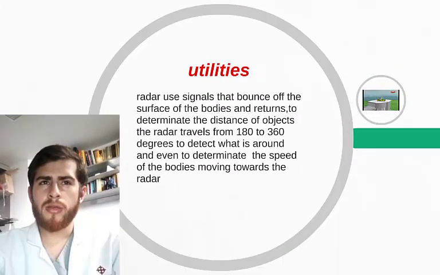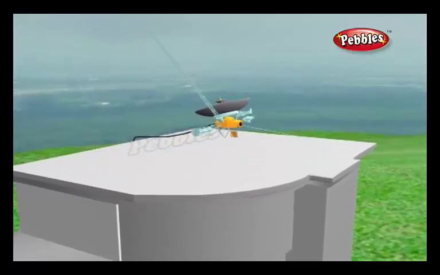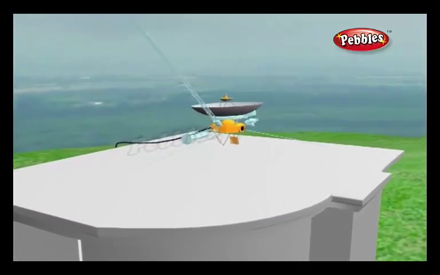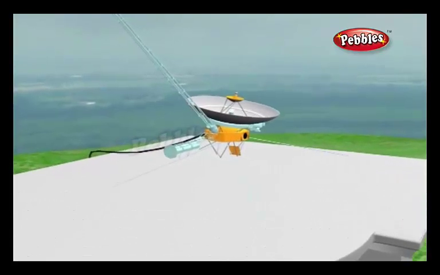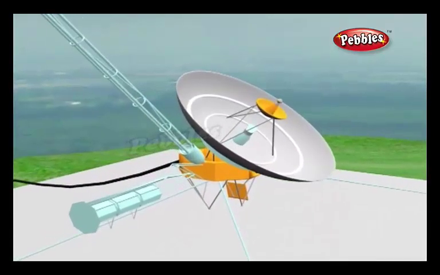Utilities. Radar uses signals that bounce off the surface of bodies and return to determine the distance of objects. The radar travels from 800 to 1600 degrees to detect what is around and even to determine the speed of the bodies moving towards the radar. Radar is a method of detecting distant objects and determining their position, velocity, or other characteristics by analysis of very high-frequency radio waves reflected from their surfaces.